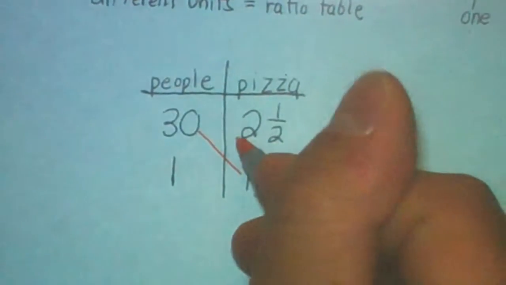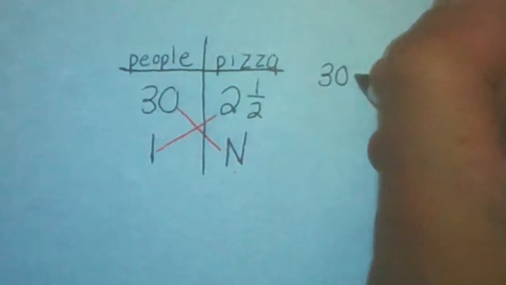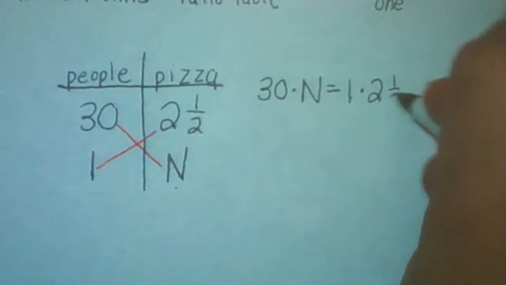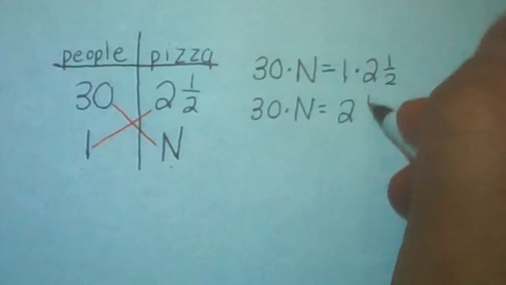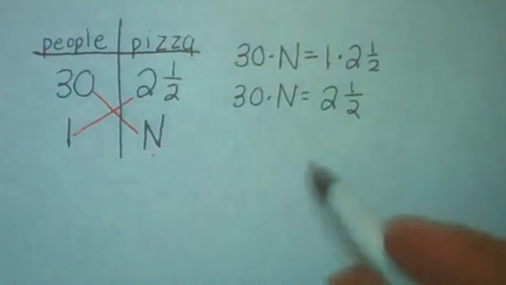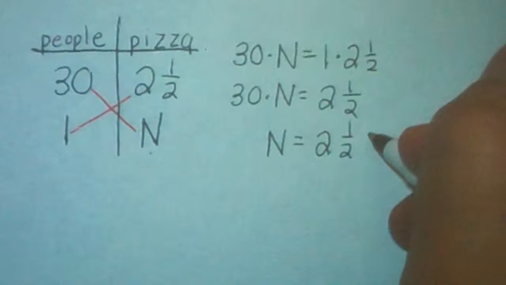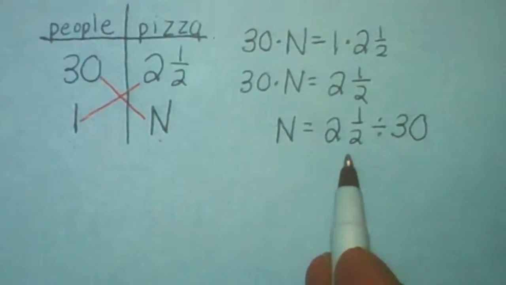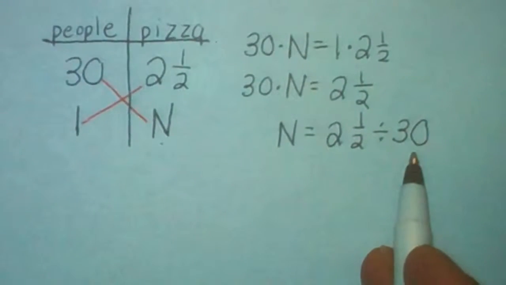30 times N equals 1 times 2.5. So I'm going to write it down exactly as I just said it. 30 times N equals 1 times 2.5. 1 times 2.5 is obviously 2.5. This is the part where a number of people messed up. To solve this, recopy the N, recopy the 2.5, and this is division. A lot of people wrote 30 divided by 2.5 when you are supposed to do 2.5 divided by 30.